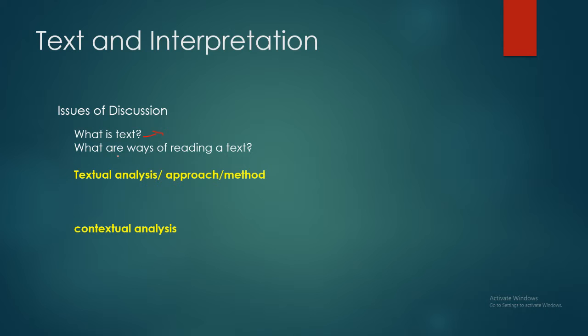Now, let's come to how do we read these texts. That's an important question that is faced by different generations of scholars. How do we read these texts? So there are two important ways, that is textual approach and contextual approach.